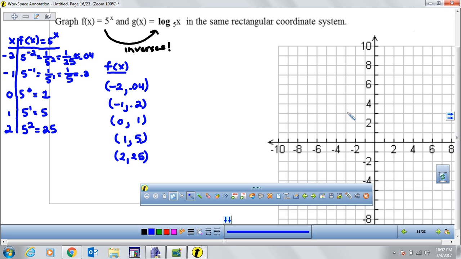So, let's graph f of x. -2, comma, 0.04. It is located almost touching the x-axis. Then -1, comma, 0.2. It is somewhere in this region, in this area. 0, 1. It is here. Then 1, 5. And the last one is 2, 25, which is way up here. So this is going to be the exponential function 5 raised to the x power.